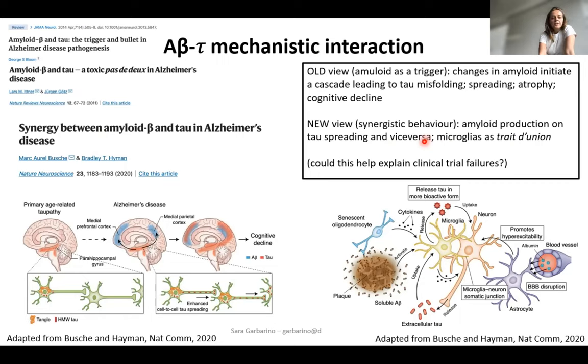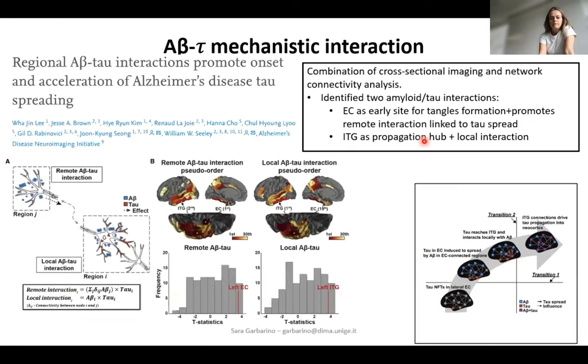And of course, we already heard about the fact that this interaction could be one of the reasons behind the failure of amyloid trials, or maybe one of the reasons also why trials targeting only tau are not the way to go. So for the mechanistic interaction, as I was saying, there's not much around for dynamical system approaches.